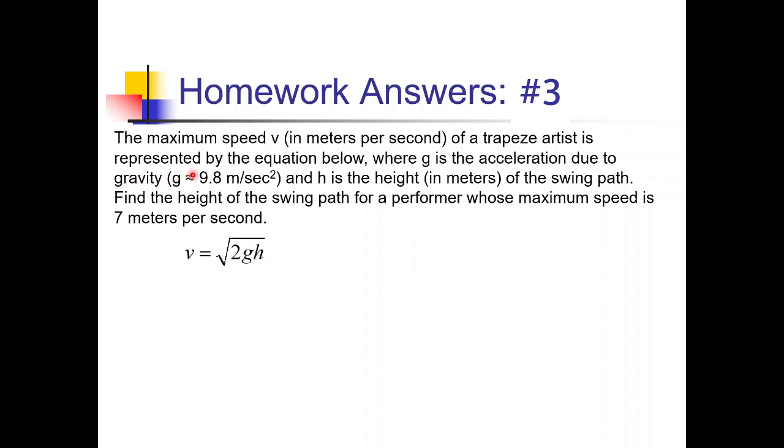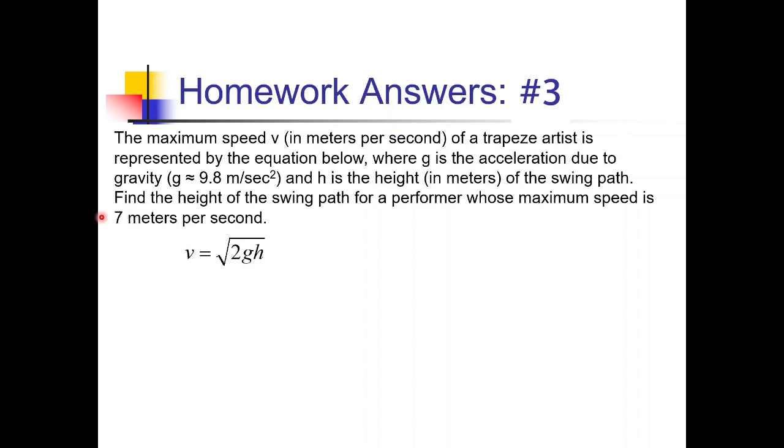It's actually a constant, 9.8 meters per second squared. The h in here is the height of the swing path, and they want us to find h if a performer has a maximum speed of 7. So we have to plug things in for v and g, and that will allow us to solve for h.